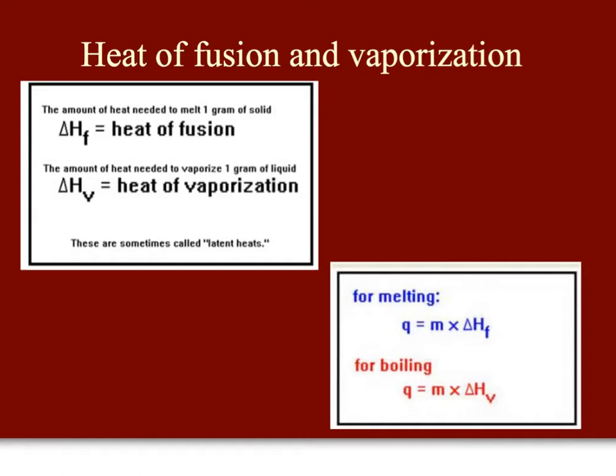Now, temperature and pressure would both be constant. The symbol for heat of fusion is right here, and the symbol for heat of vaporization is right here. Both of these are sometimes called latent heats. For heat of fusion, the equation we use is Q, which stands for the heat energy, equals the mass times the heat of fusion. For heat of vaporization, we have Q, again our heat energy, equals our mass times our heat of vaporization. And we're going to look at some of these problems in our upcoming slides.